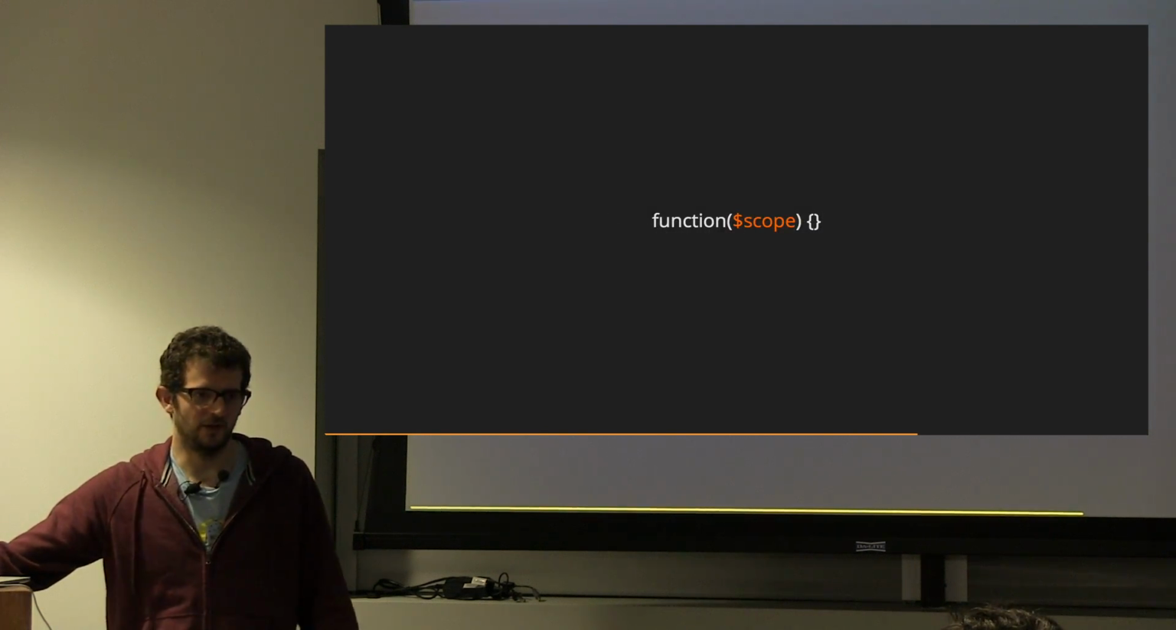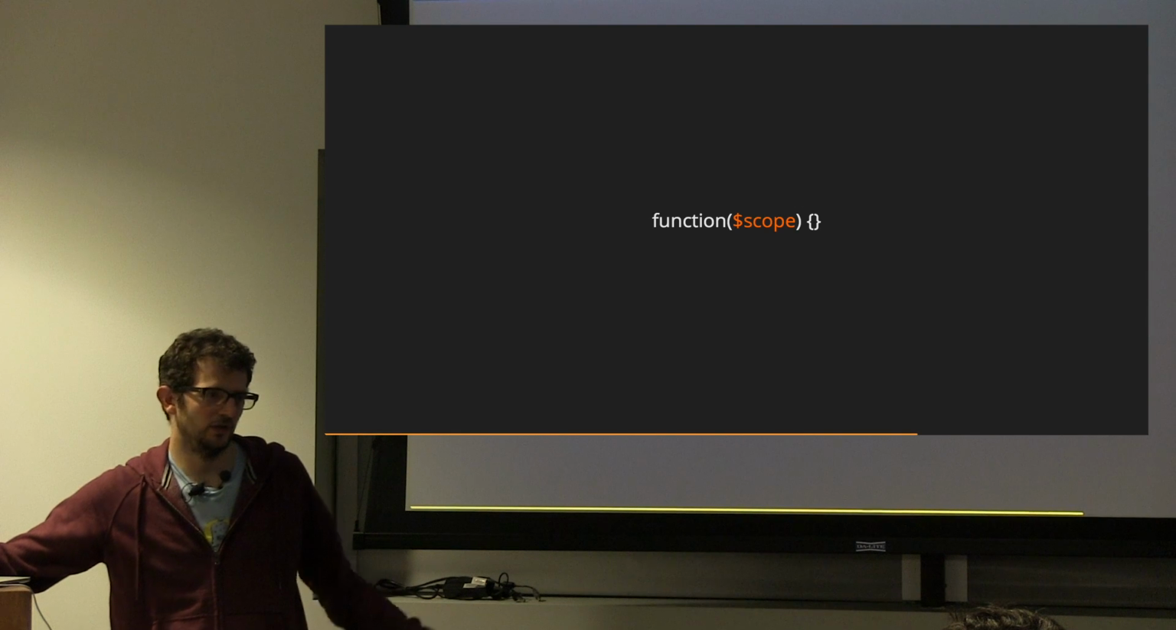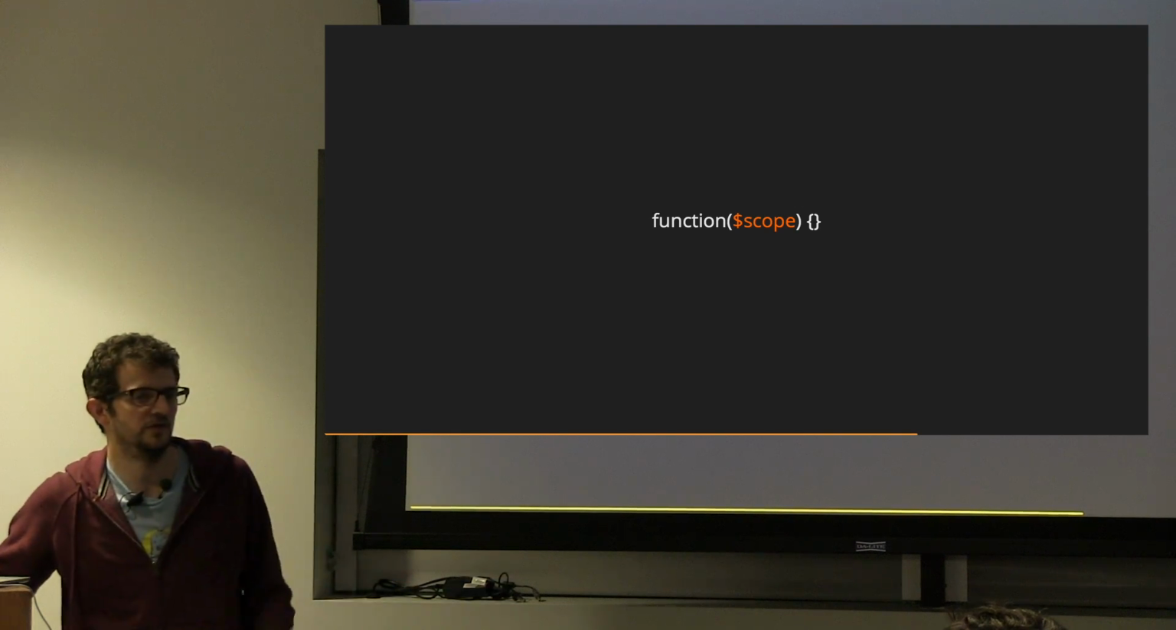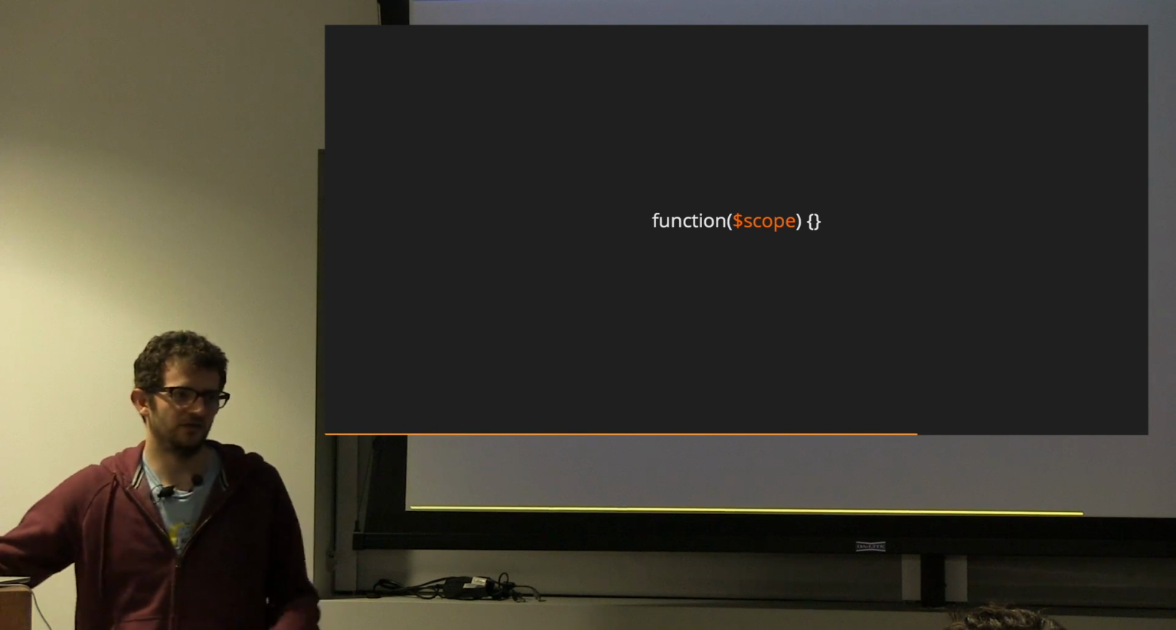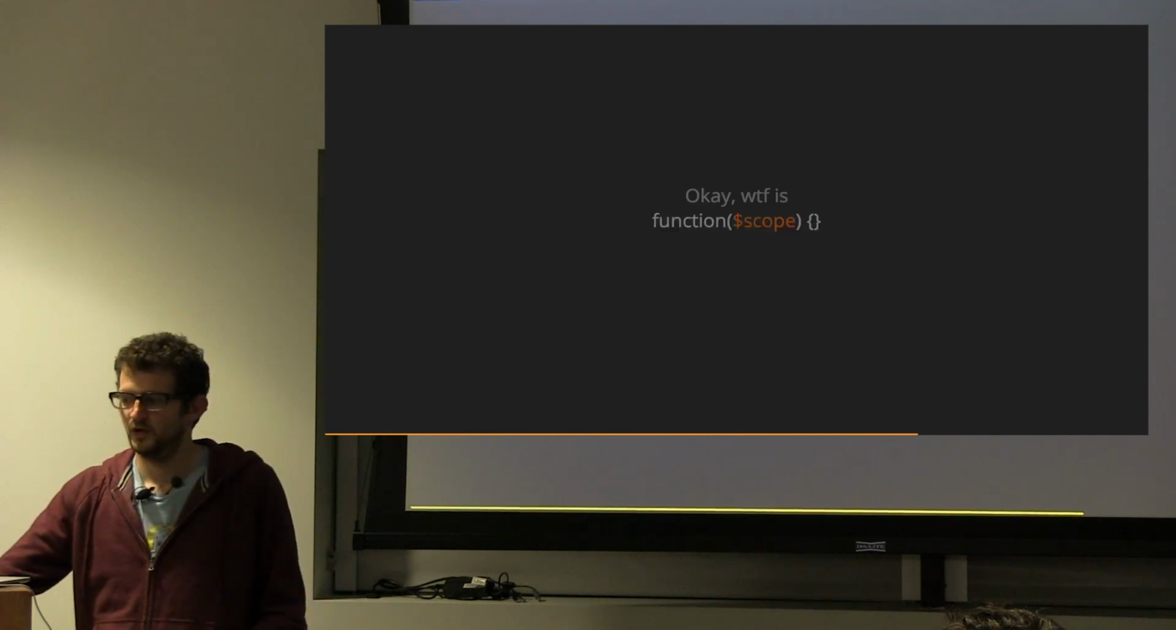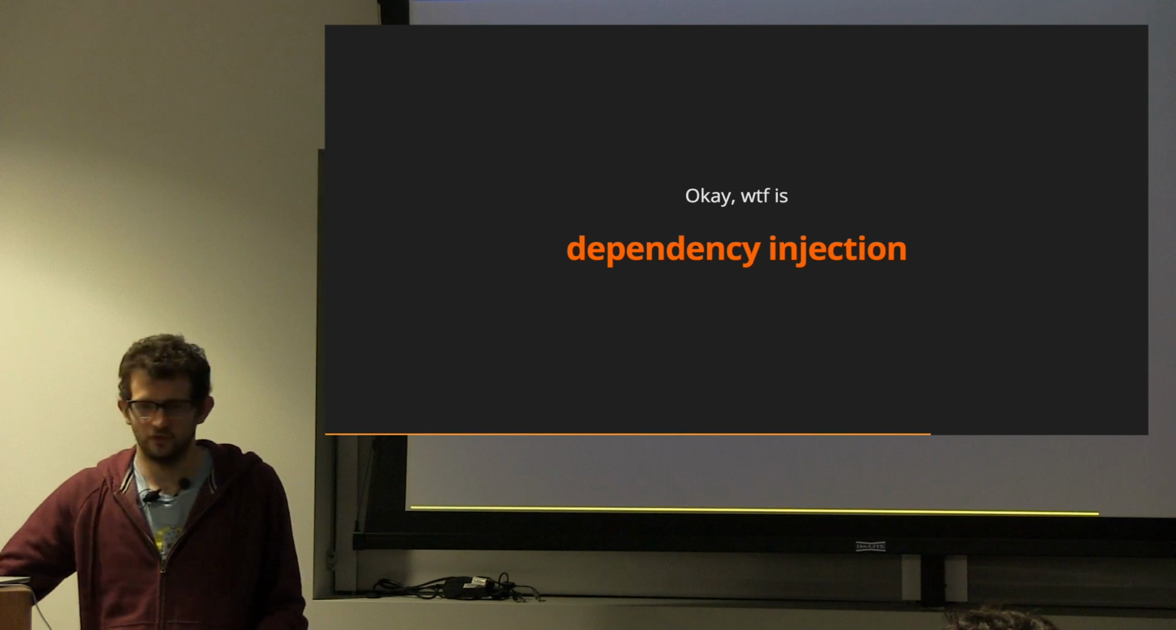So let's get back to this thing about scope. What is that scope thing inside of the controller? Or more appropriately asked, how does the controller get access to that scope? Well, that is through something called dependency injection.